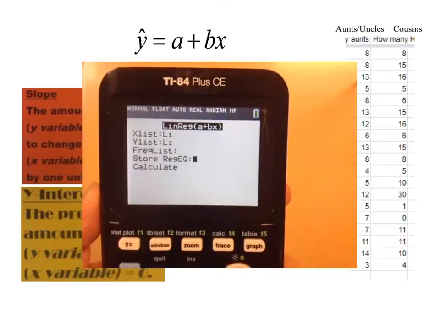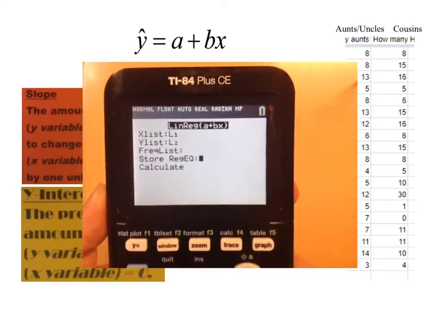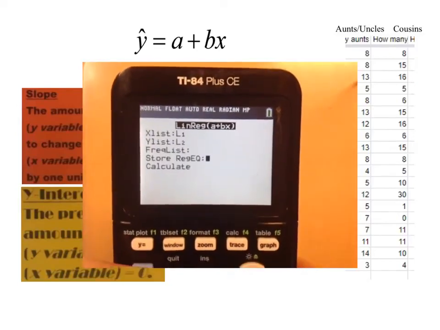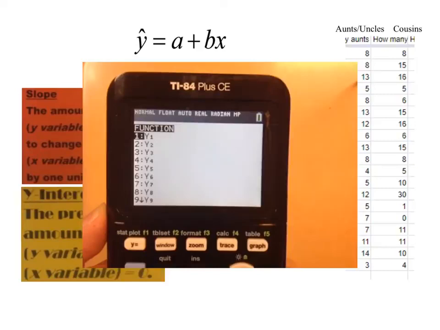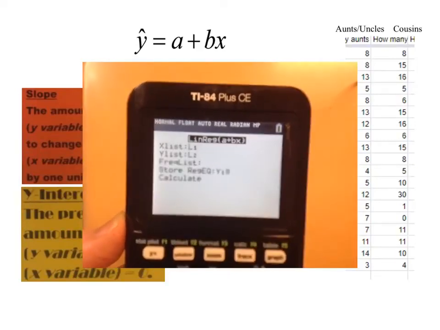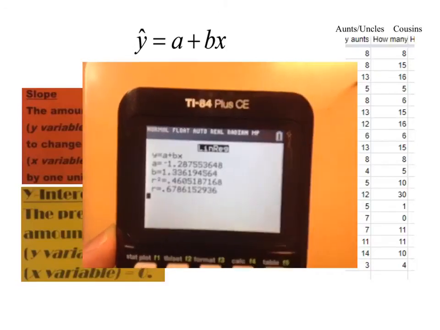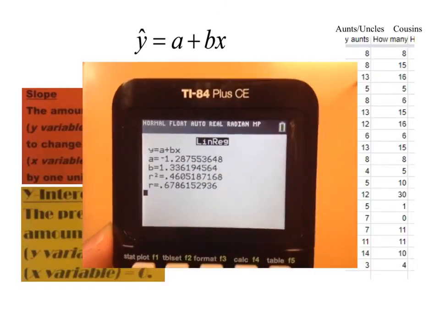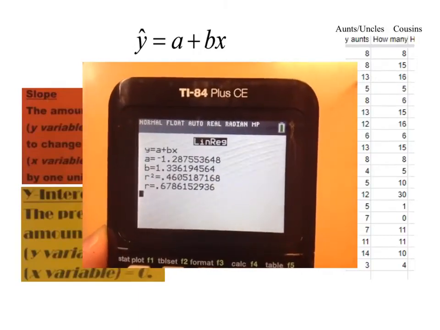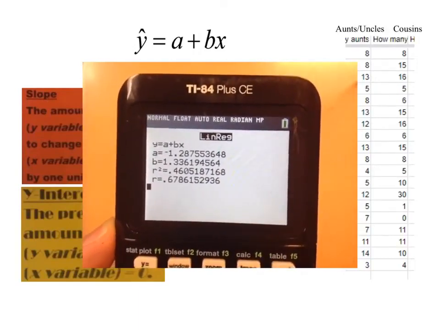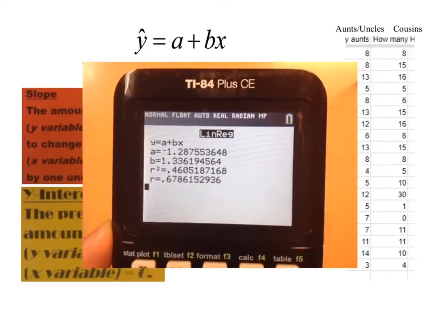Store regression equation. This represents the fact that you could tell it, I want this equation to be put in Y1. We could go to Vars and say, I want this to be put in Y1 when I'm done, so I can use that equation later. And let's calculate. And there it is. Okay, negative 1.29 is the y-intercept, and 1.34 is my slope. And you see the correlation on the bottom is 0.679.